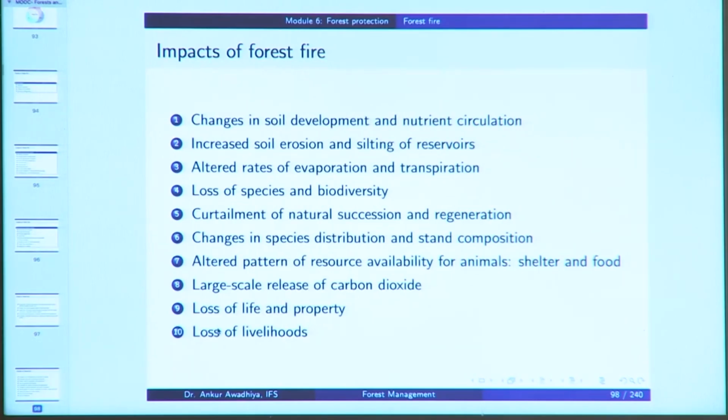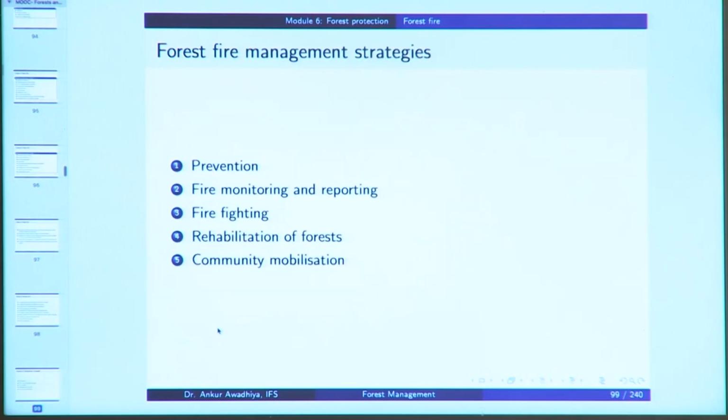Now, the impacts of forest fire: there are changes in soil development, nutrient circulation, increased soil erosion, silting of reservoirs, altered rates of evaporation and transpiration, loss of species, loss of biodiversity, curtailment of natural succession and regeneration, changes in species distribution and stand composition, altered pattern of resource availability for animals, especially shelter and food, large scale release of carbon dioxide, loss of life and property, loss of livelihoods.